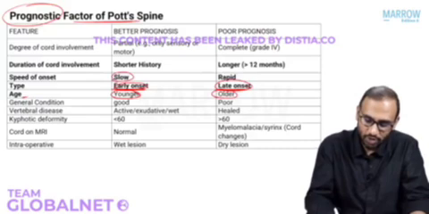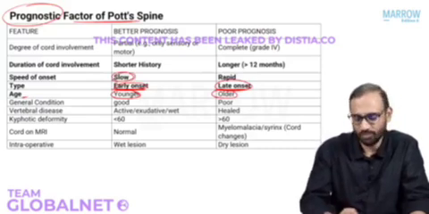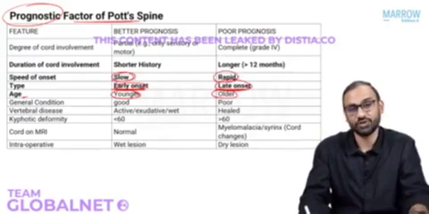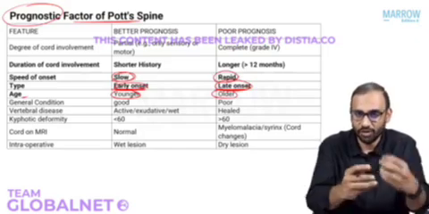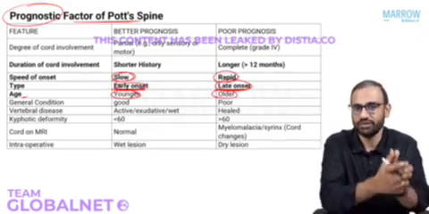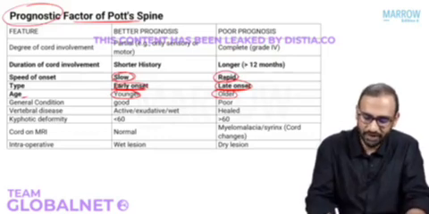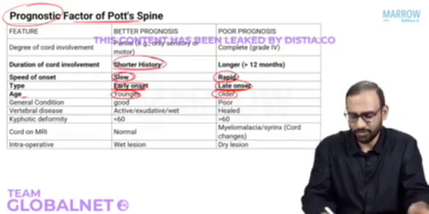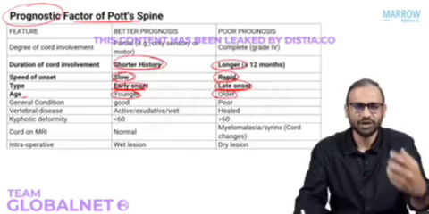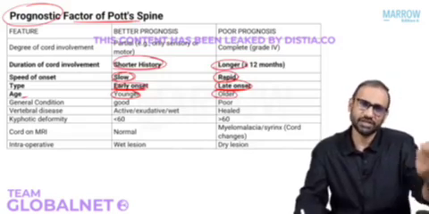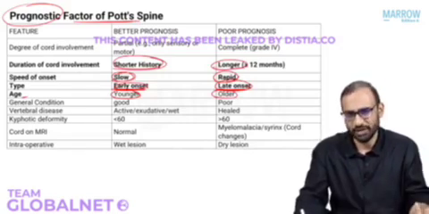Similarly, slow onset of paraplegia has a better prognosis compared to rapid onset, because I told you rapid onset paraplegia is because of spinal artery thrombosis. Rapid onset has a poorer prognosis. Finally, short history has a better prognosis compared to long history, because short history means there is granulation tissue causing the compression of the spinal cord. That's why it has a better prognosis.